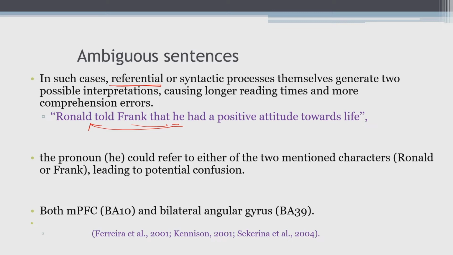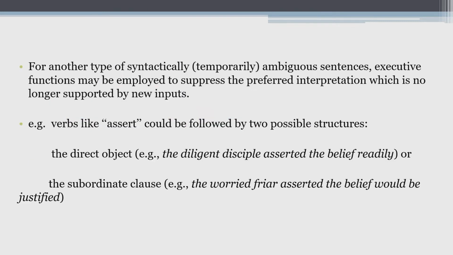So, this is one kind of ambiguity, and while reading this kind of sentences, what do we find? We find that both medial PFC as well as bilateral angular gyrus are activated, because there is a conflict, which means there has to be a resolution to that conflict. Similarly, another kind of ambiguity can arise, which is considered temporary ambiguity, where part of the particular target word can have two different kinds of interpretation.